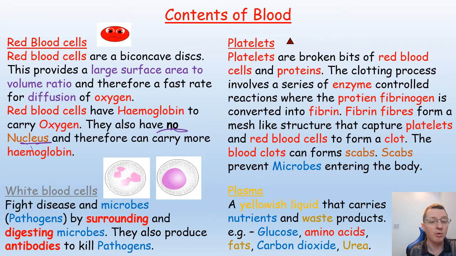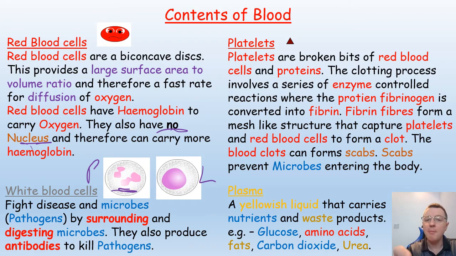There's also white blood cells. That's a component of your blood, and there's two types of white blood cells here. We've got the phagocytes with their unusual shaped nucleus, and lymphocytes, which have this very large nucleus in the center. The function of a white blood cell is to fight diseases and microbes or pathogens. The phagocytes will surround and digest the microbes, and the lymphocytes will produce antibodies to kill the pathogens.